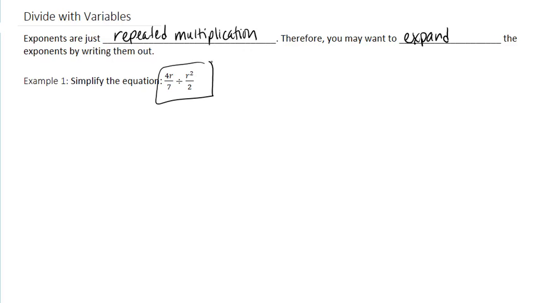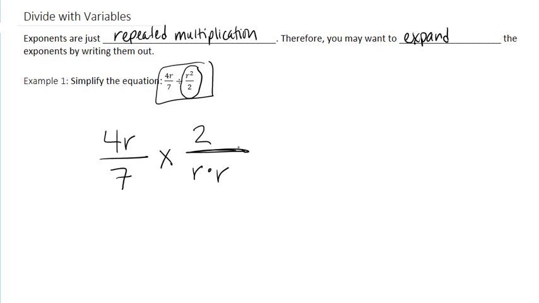So here's our equation. We have 4r over 7. We didn't need to expand as it was just 1r. Now once again, instead of divide, we're going to multiply, and we're going to take the reciprocal of the second number. So we have 2 over r squared, which is just r times r. So that's how we expand r squared.